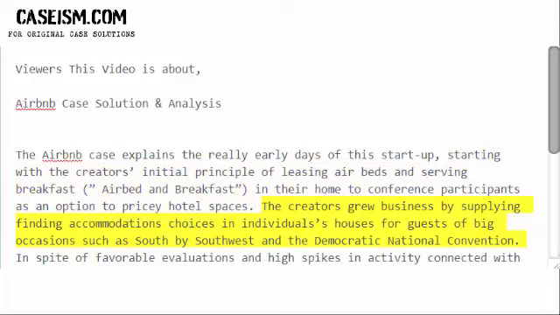The creators grew the business by finding accommodation choices in individuals' houses for guests of big events such as South by Southwest and the Democratic National Convention. In spite of favorable reviews and high spikes in activity connected with these events, the creators faced difficulties achieving sustainable growth.